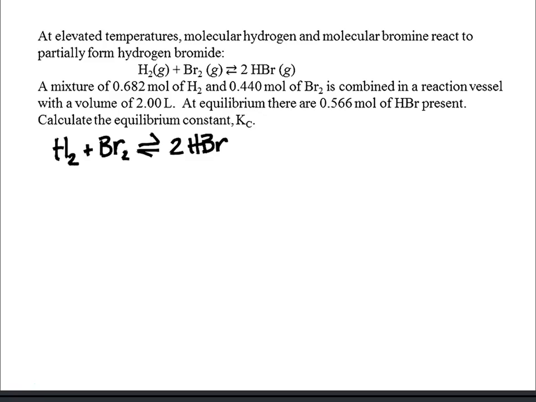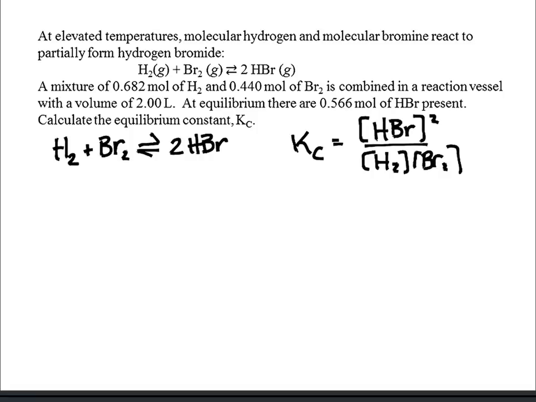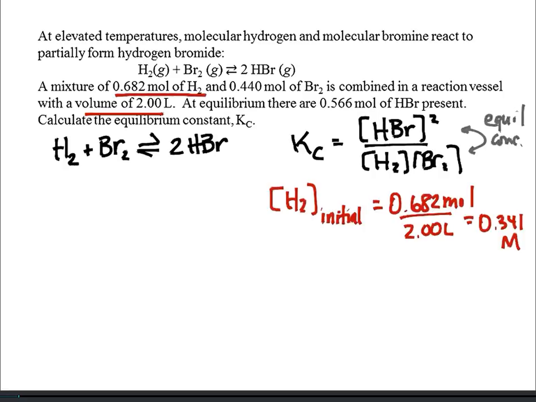Our next problem, we have another equilibrium with hydrogen and bromine this time, forming hydrogen bromide. We're given the mixture initially is 0.682 moles of hydrogen and 0.44 moles of bromine. Those are combined, and then the system is allowed to come to equilibrium. So we can write the reaction and the equilibrium constant expression, but these need to be equilibrium values in order to plug them in and solve for Kc.